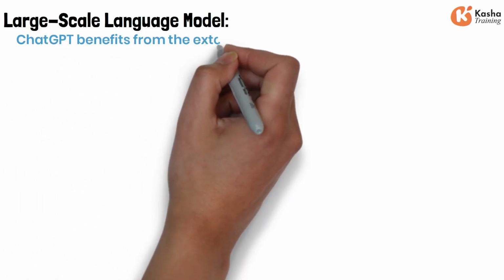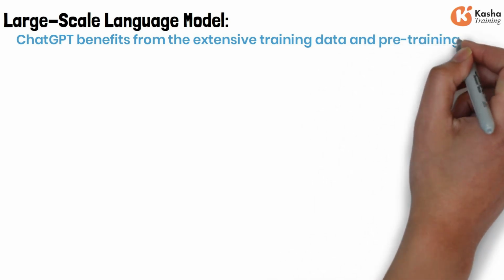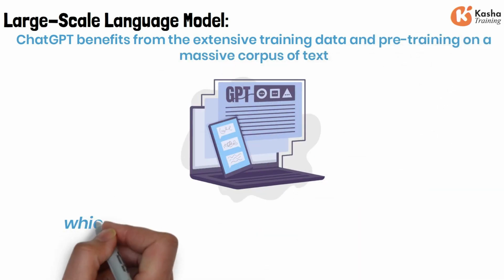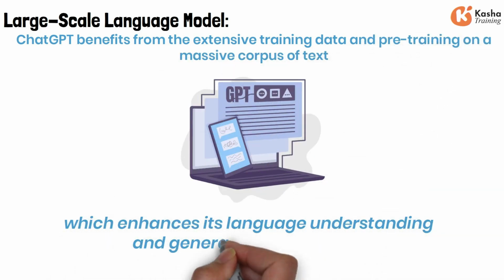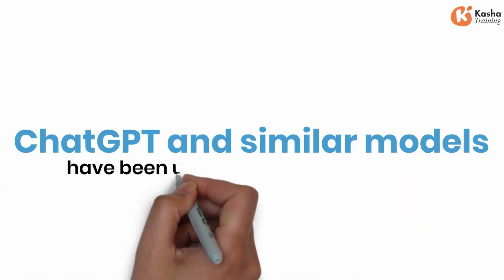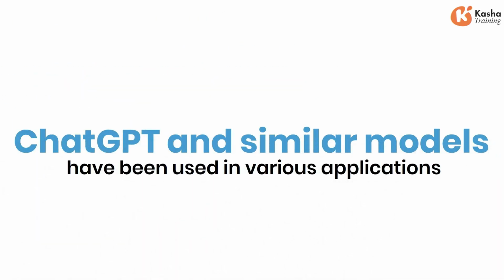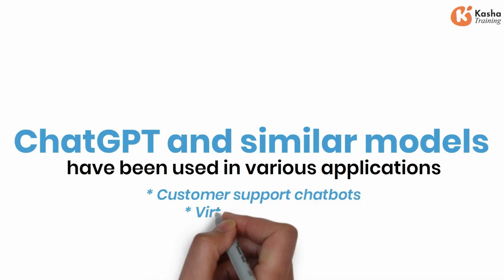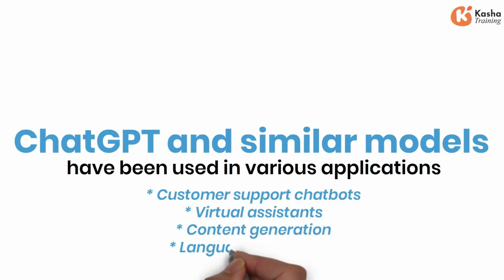ChatGPT benefits from the extensive training data and pre-training on a massive corpus of text, which enhances its language understanding and generation capabilities. ChatGPT and similar models have been used in various applications, including customer support chatbots, virtual assistants, content generation, language translation, and more.